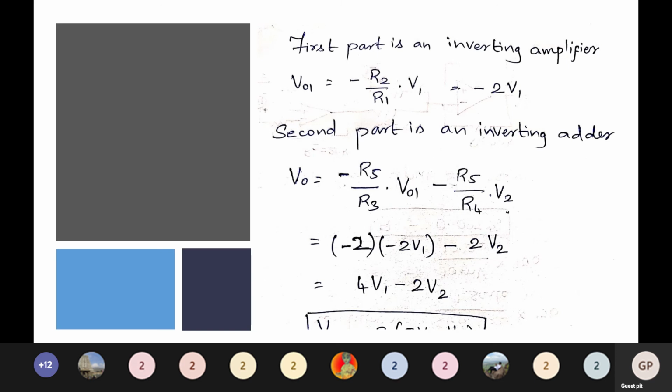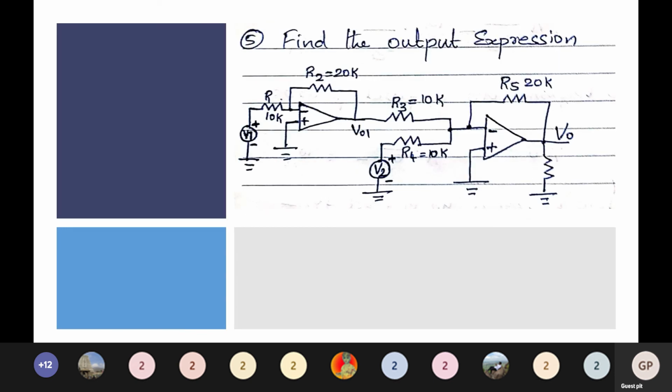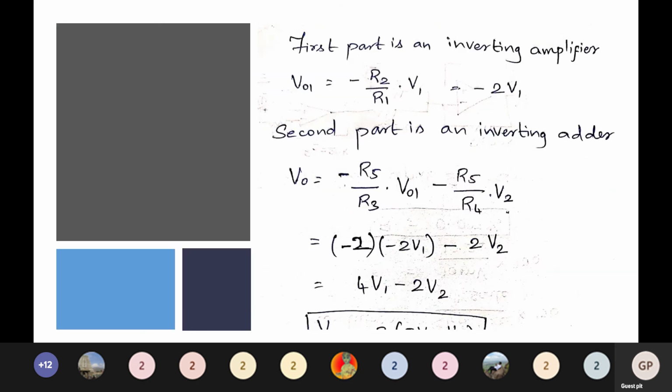See, as I said, the first part of the circuit is an inverting amplifier and therefore output will be minus RF by R1 times the input. So in this case, it is R2 and R1 and the values have been given. What is R2? 20K and R1 is 10K. So just substitute that. 20 divided by 10 and therefore it is 2. We don't know what the input value is, it is not given there. So it is minus 2V1.